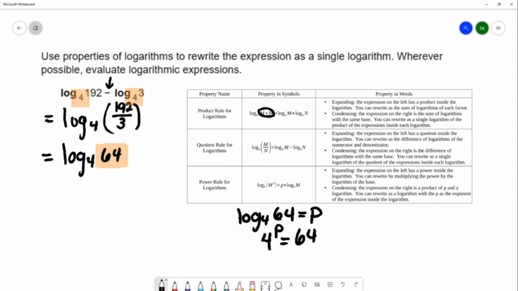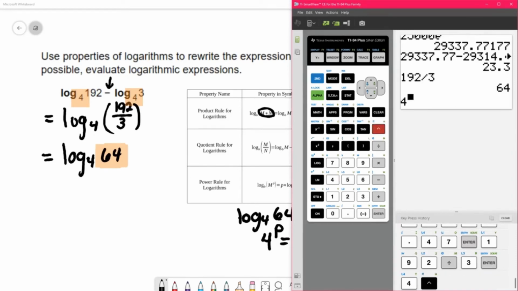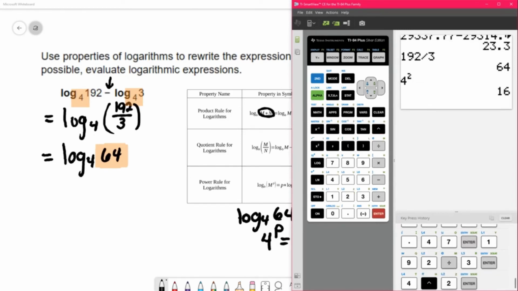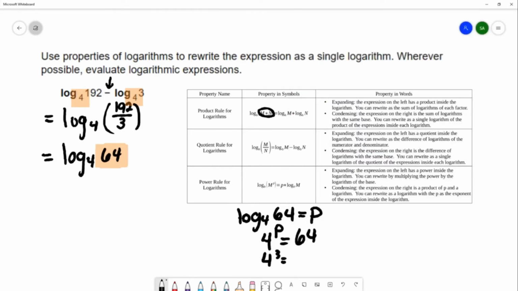And even if I'm not able to do this in my head, I can bring up my calculator and start thinking 4 to the second power, that's 16. 4 to the third power, oh, that gives me 64. So 4 to the third power is 64. And that must mean that my power is 3, and this log expression equals 3. So log base 4 of 64 is 3. So that entire expression, log base 4 of 192 minus log base 4 of 3, simplified to be 3.